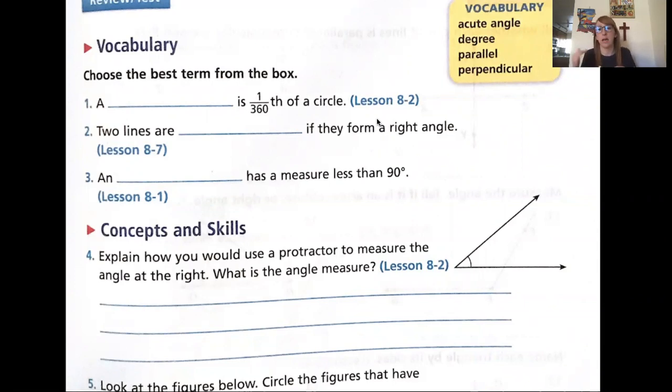So if we look at acute angle, degree, parallel, or perpendicular, well, an acute angle is smaller than 90 degrees, but it's not 1/360th of a circle. A degree is 1/360th of a circle. 1 degree on your protractor is 1/360th of that whole circle. So we will write degree here.